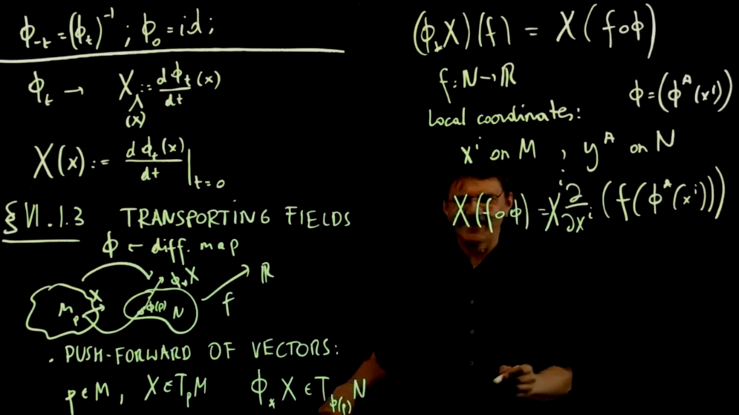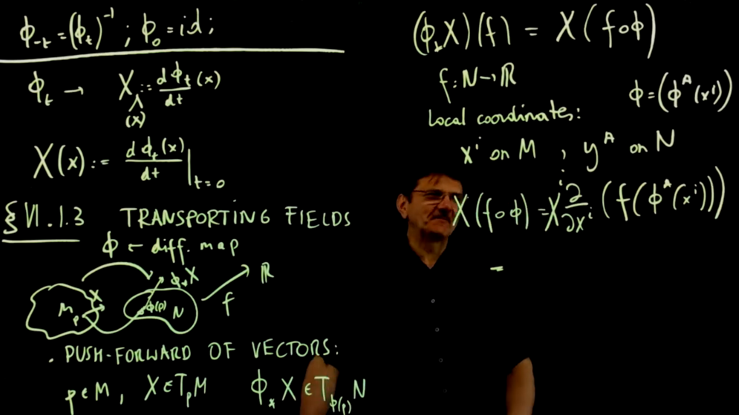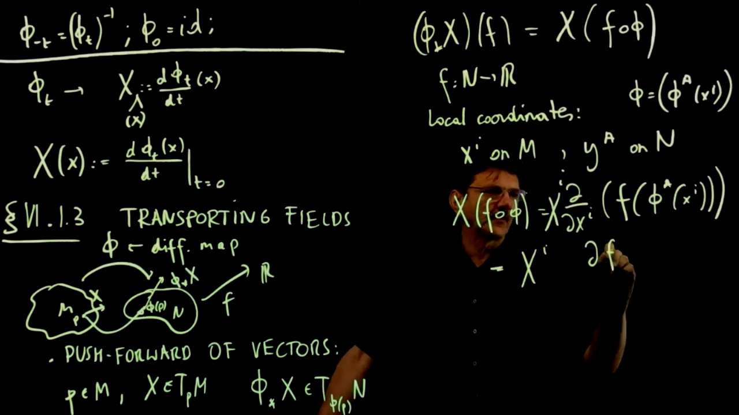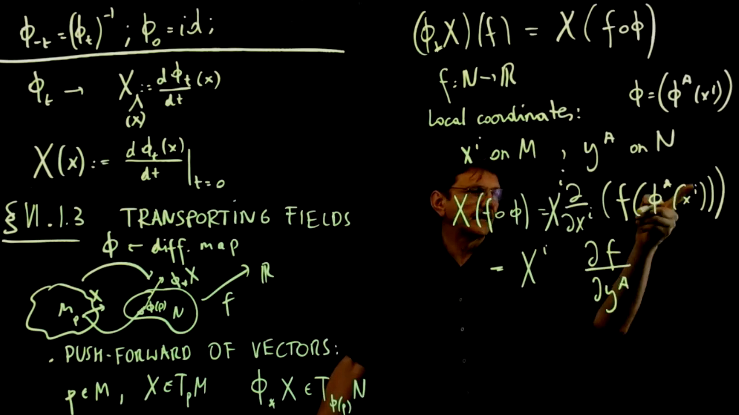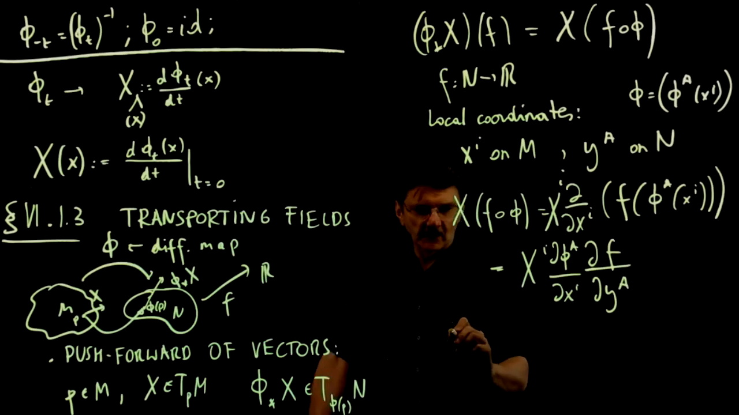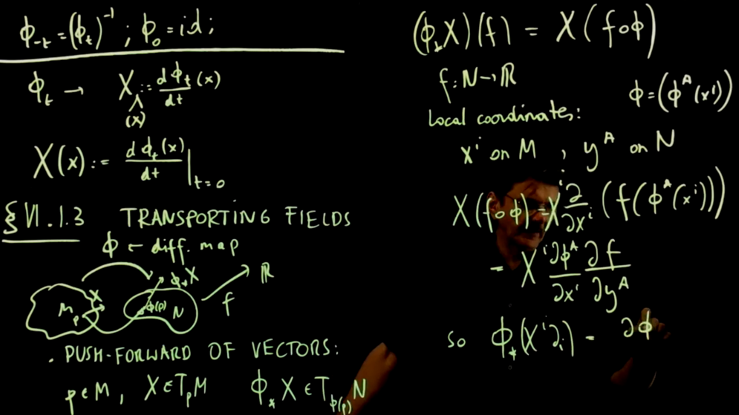I need a lot of parentheses here. Remember from last lecture, they like to have a lot of parentheses. So this formula makes me happy. Good. So that is just the chain rule: I have to differentiate f over its argument, and then the argument over dx^i. So in local coordinates, the push forward of x^i d_i is x^i d phi^a over dx^i d over dy^a.